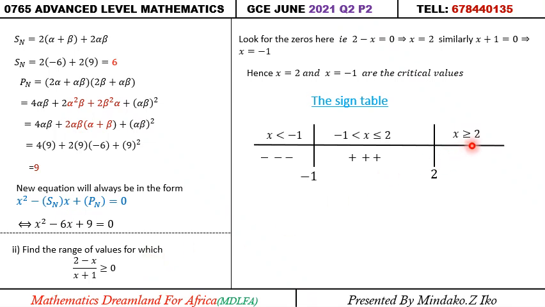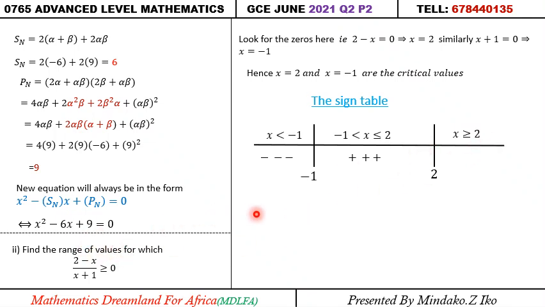Or you can still use 2. It depends on you. You can still use 2, because this is a region where this function is totally positive. This is a region that makes this equation positive. But I will decide to use 3.